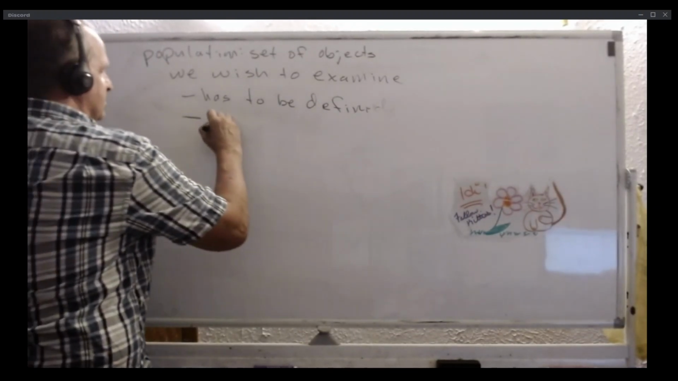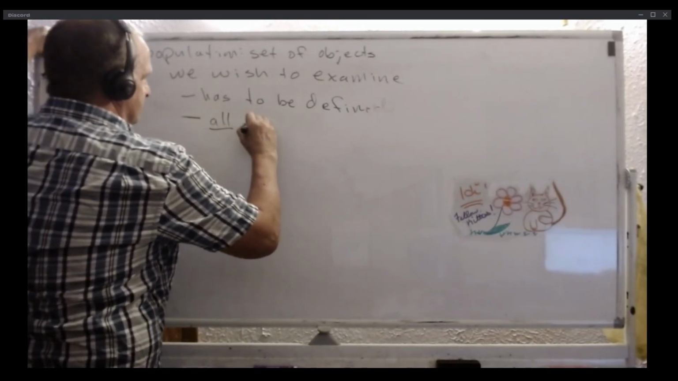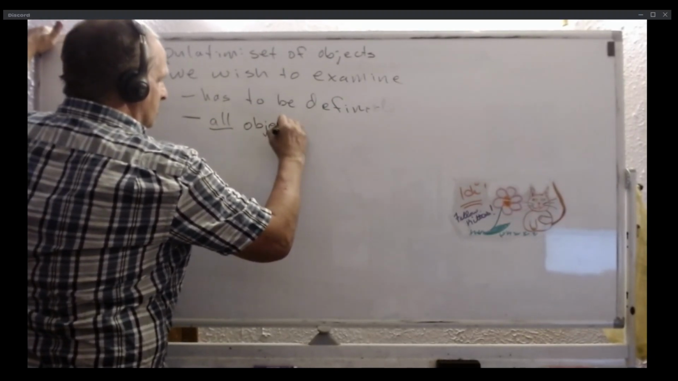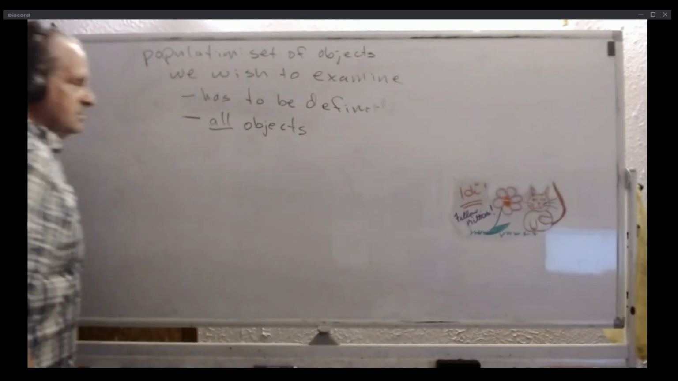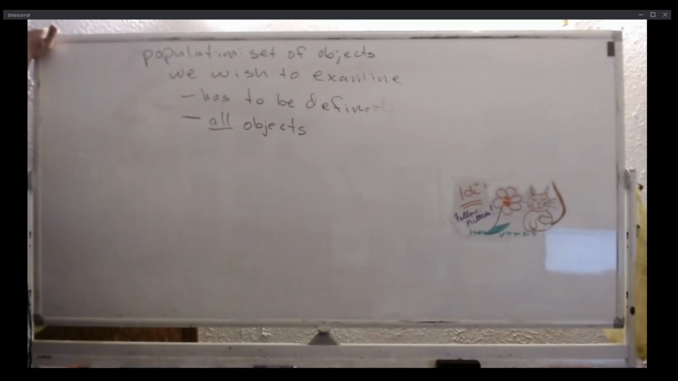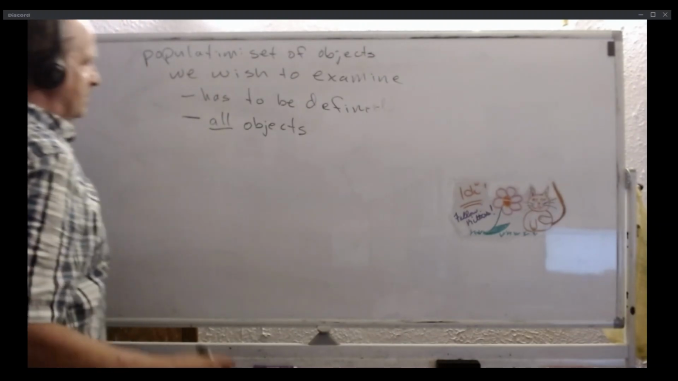It has to be defined. And it's all objects, right? We don't pick and choose. We look at everybody in the population. So you mean all objects that fit the definition? Absolutely.